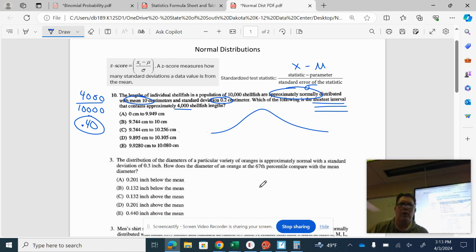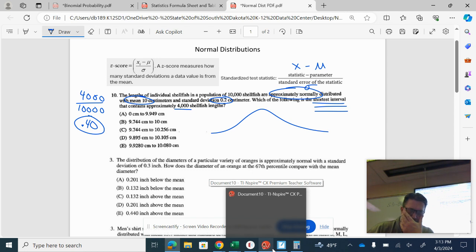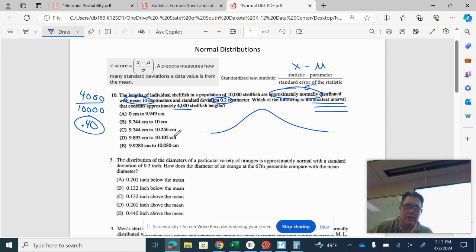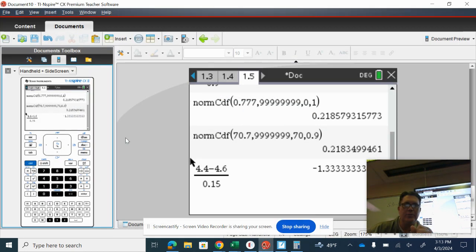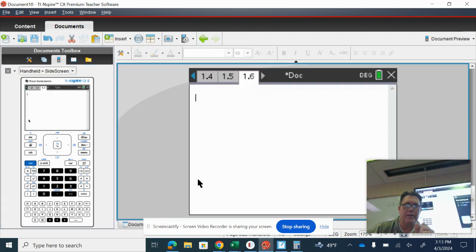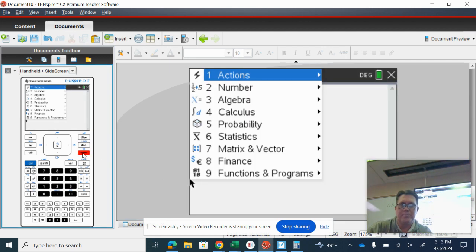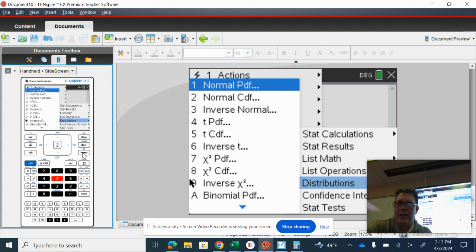Okay, so right away, if you're looking for an area, you take these numbers 0 to 9.949. You should use your normal CDF function. If you are using the Inspire, it's menu 6.5. I can't remember on the TI-84 anymore. I don't teach on that one. So hopefully if you've been using that one all year, you're familiar.